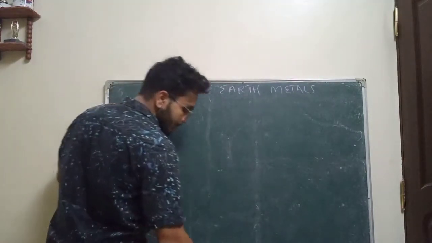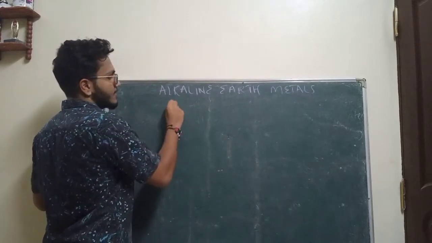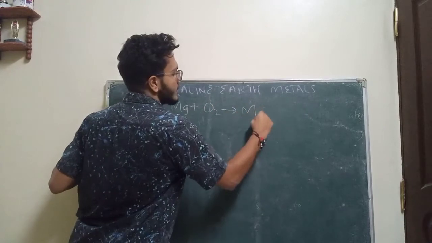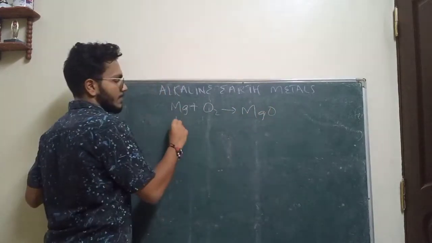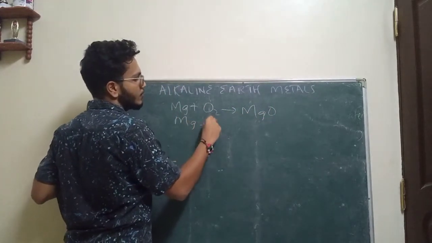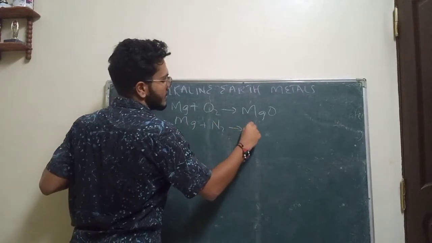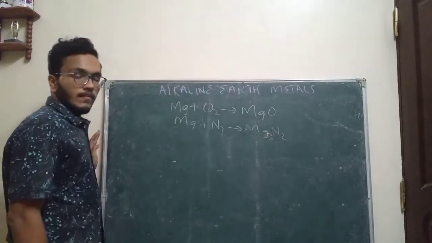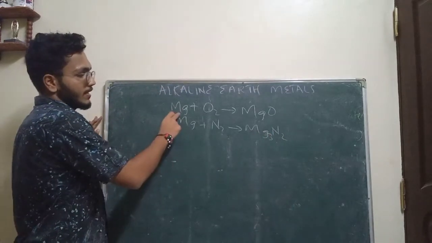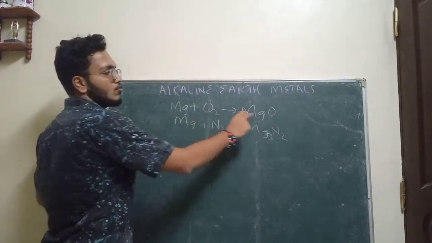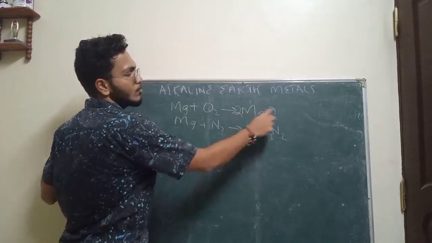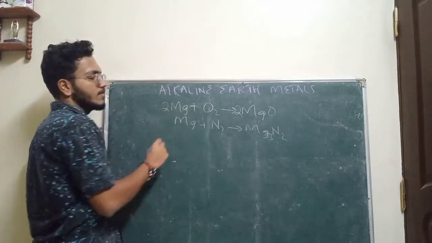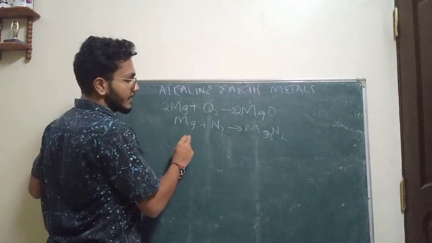So magnesium reacts with oxygen in air to form magnesium oxide, and magnesium also reacts with nitrogen to form magnesium nitride. We balance these equations: magnesium 1, oxygen 2, oxygen 1. So you put a 2 here for 2 oxygen. However, this has changed the magnesium, so you put a 2 for magnesium. Your equation is balanced.